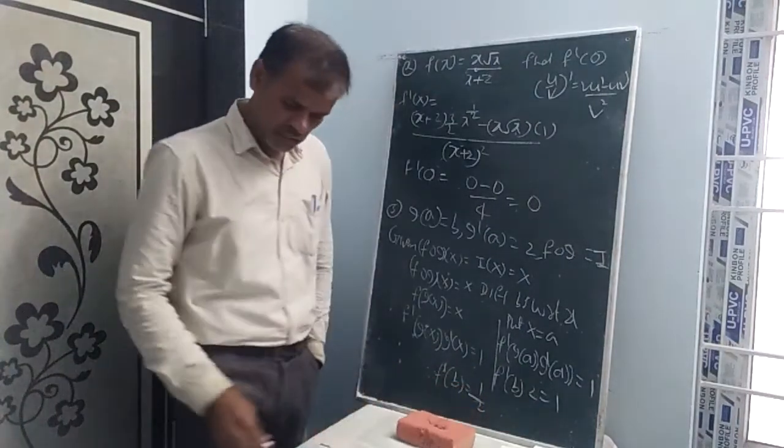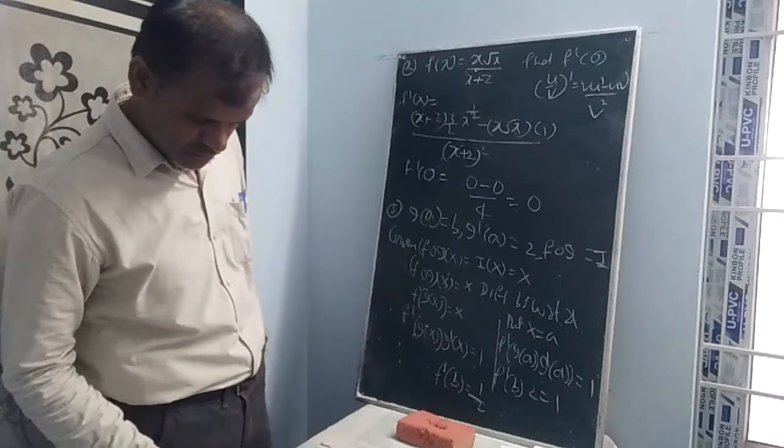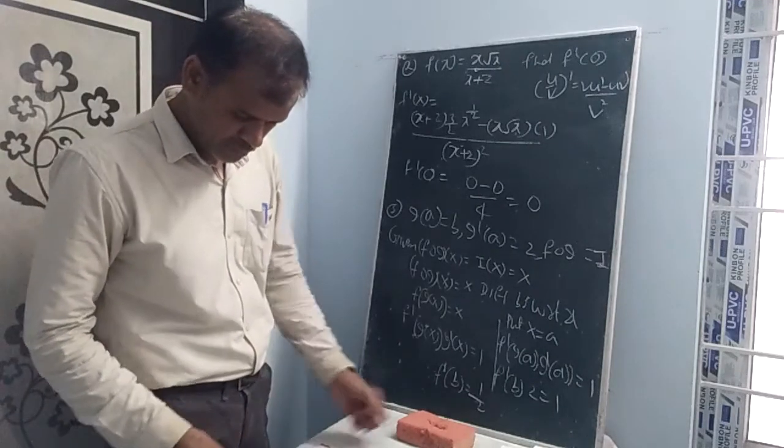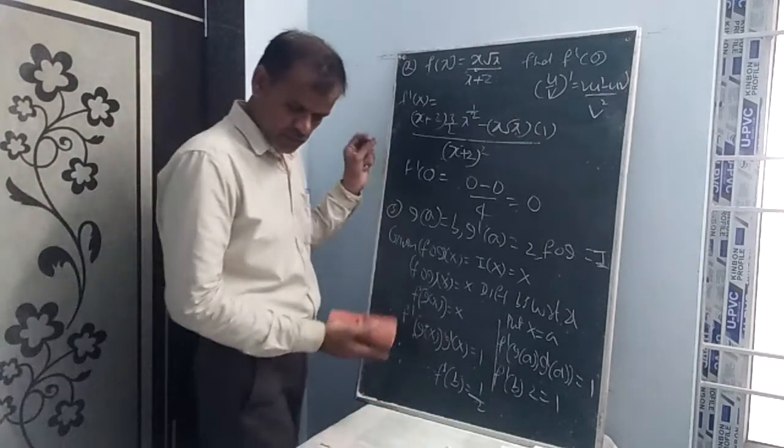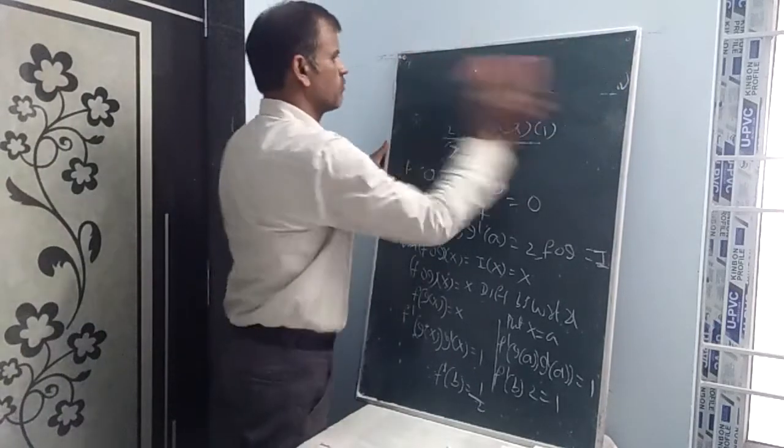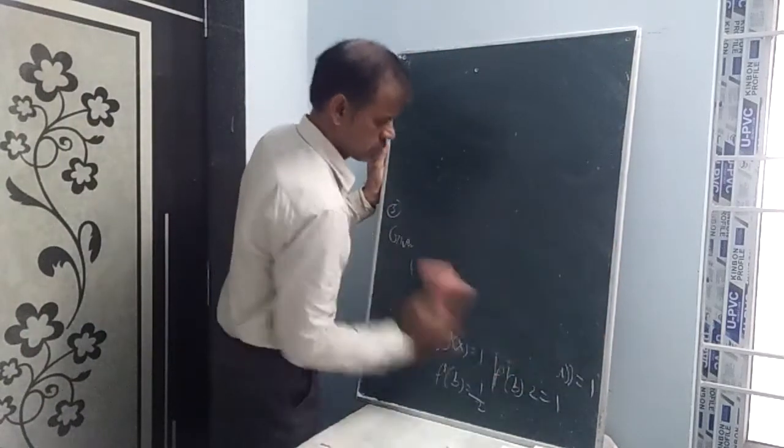1 by 2 is the correct answer, since only f dash of b is asked. 1 by 2 is the first option. Let us see the fourth question.